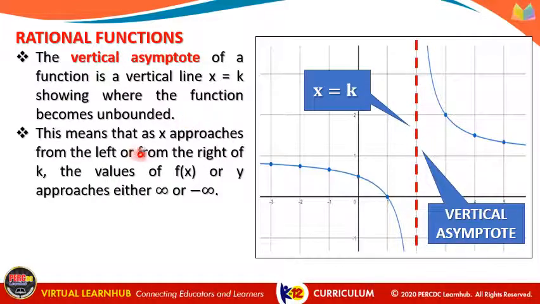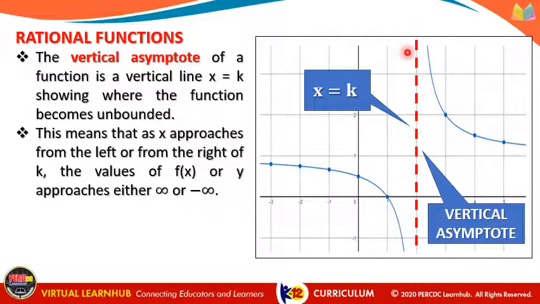To expound on the definition, this means that as x approaches from the left or from the right of k, the values of f of x or y, depending on whether your function is in terms of f of x or in terms of y, approach either positive infinity or negative infinity.